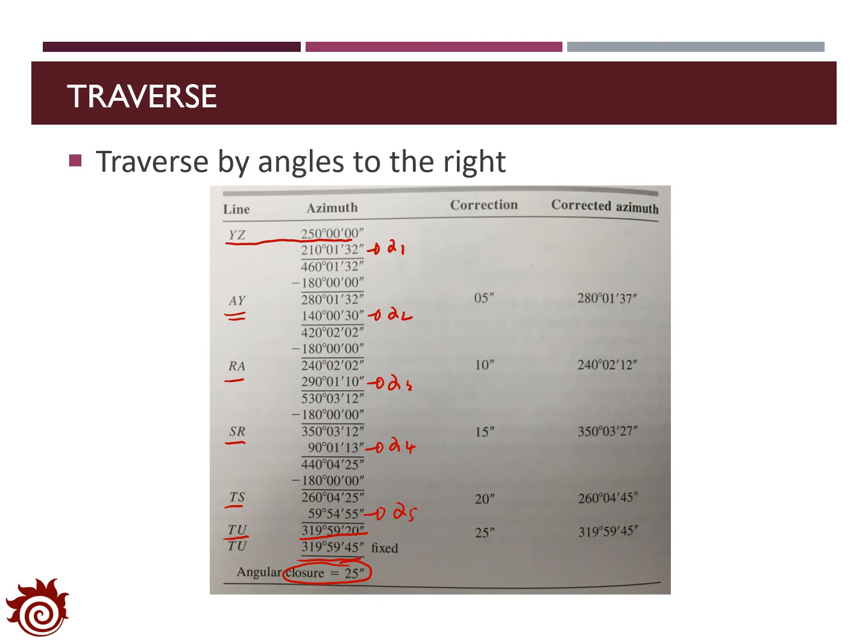Here we have 5 angles measured, so we need to divide the error evenly in these 5 angles. With that, we will apply 5 seconds for AY, 10 seconds for RA, 15 for SR, 20 for TS, and 25 for TU. And with that one, we can find out the corrected azimuths of all the lines. And that's the way for us to conduct the traverse with the angle to the right.